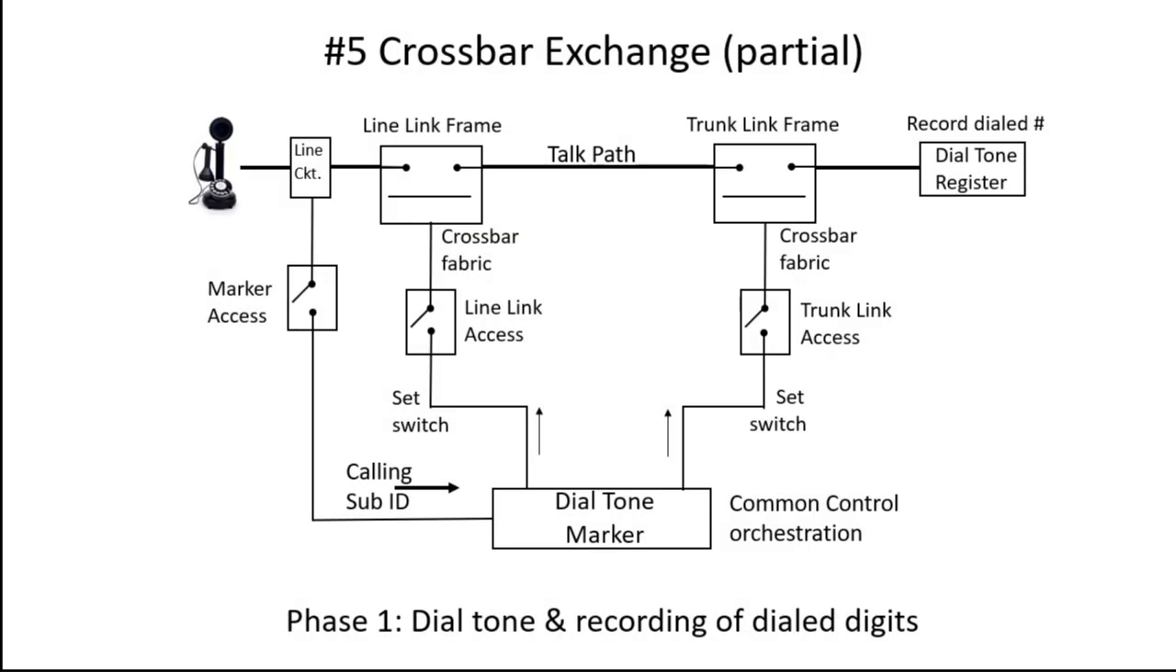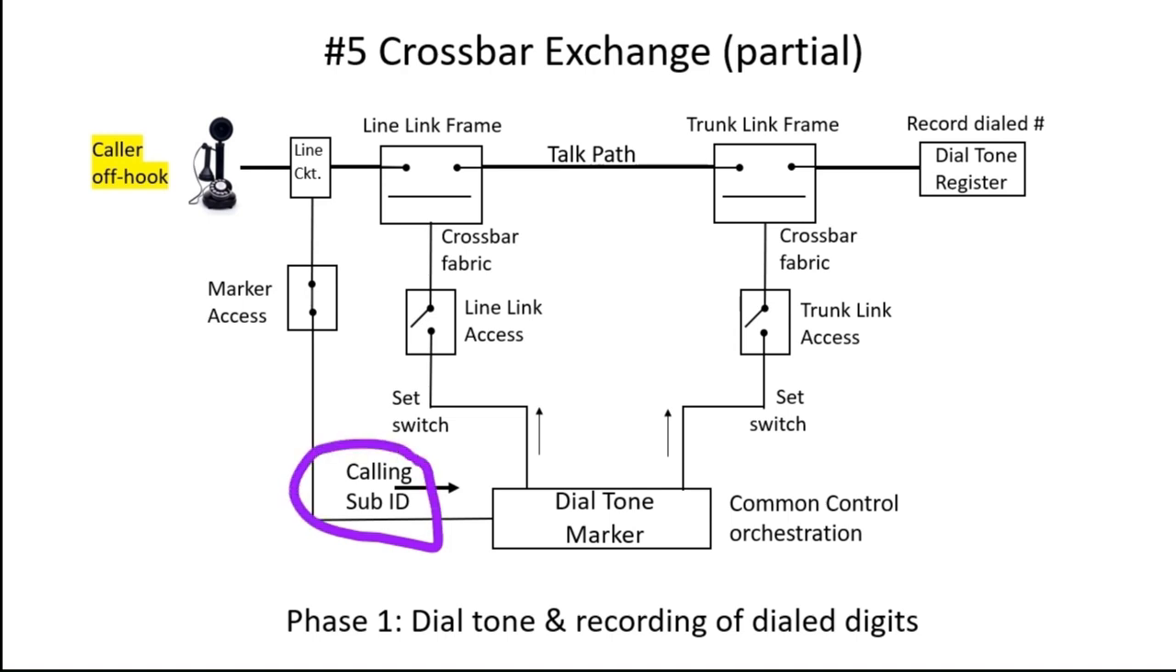Let's see two shared resources at work. A dial tone marker, shown here, connects a new caller to a dial tone register, here. This is the first phase of call establishment. The register provides dial tone and then records the subscriber's dialed number. The subscriber goes off hook, starting a new call. The line circuit causes the subscriber ID to be sent to the marker.